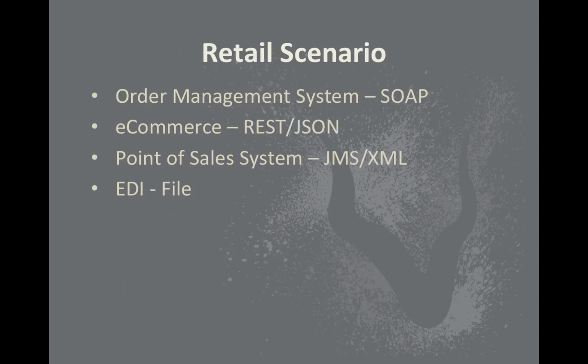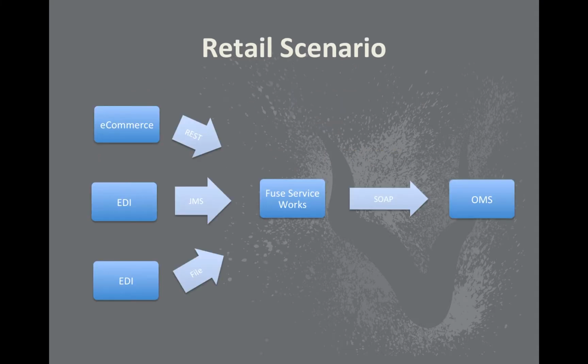We're going to use a retail scenario to demonstrate these patterns. In this scenario, we have an order management system that exposes operations via SOAP. We have an e-commerce system that would like to interface with REST and JSON, a point-of-sale system that would like to use JMS and XML, and an EDI system that would like to drop files in EDI format. We're going to use the Fuse ServiceWorks as our broker to mediate the exchange of messages between these systems. Now let's take a look at the test drive.